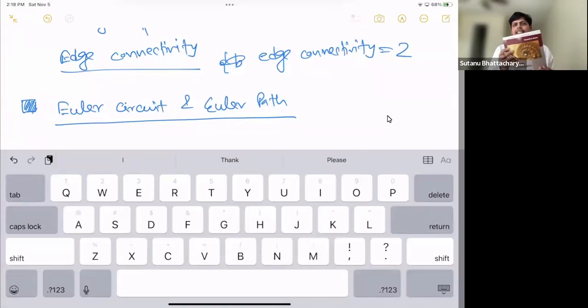Yeah, and this is the text that I am using. I don't know whether you can see it or not. Discrete math.